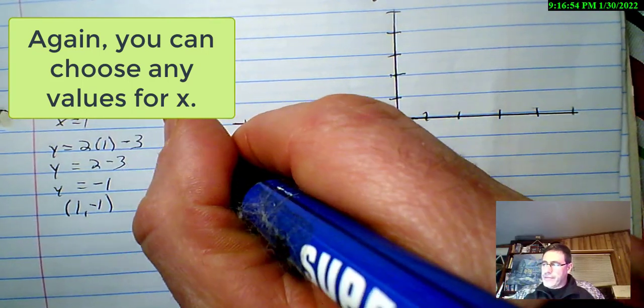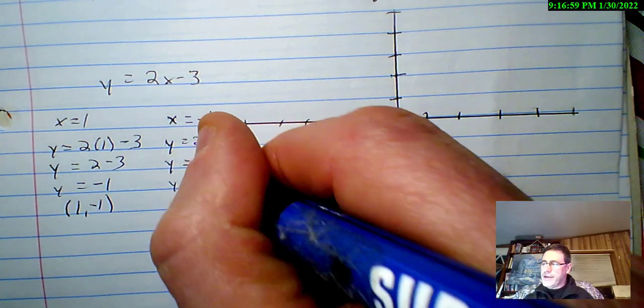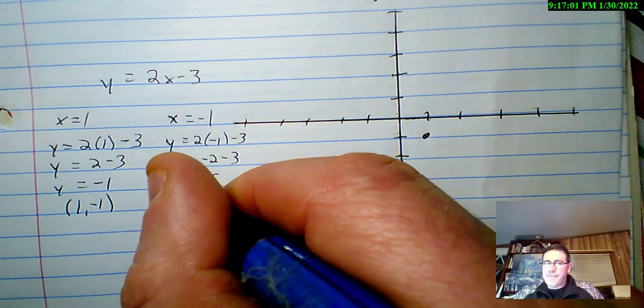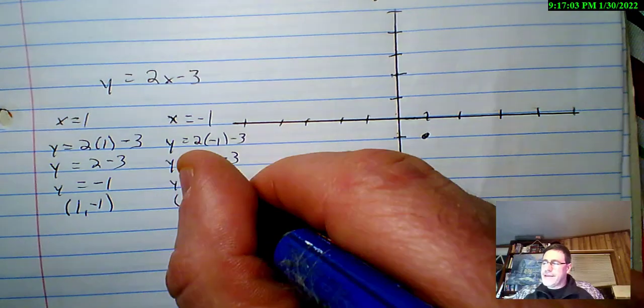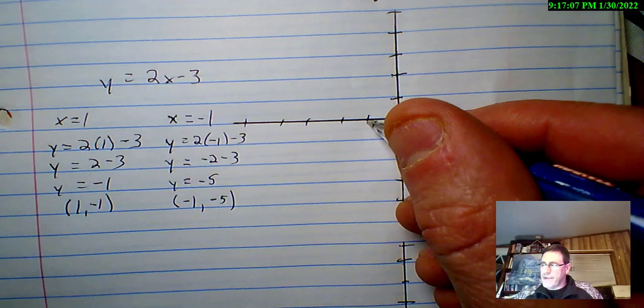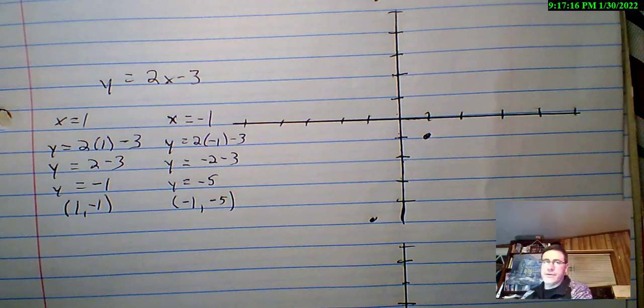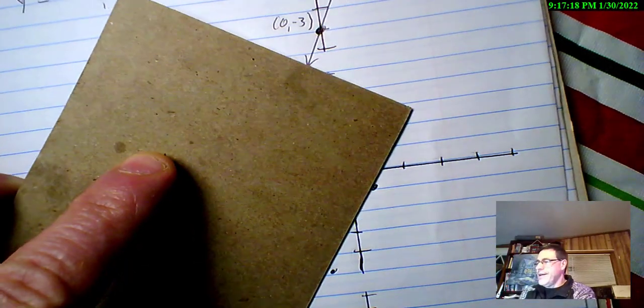But I will evaluate. I'm going to get negative 2 minus 3, and I get negative 5. So now the x is negative 1, and the y is negative 5. So I'll plot that. So negative 1 is 1 to the left, and negative 5 is 5 down. Kind of goes off my grid, but that's okay. And now again, I have 2 points that will determine my line, and I'll connect them.